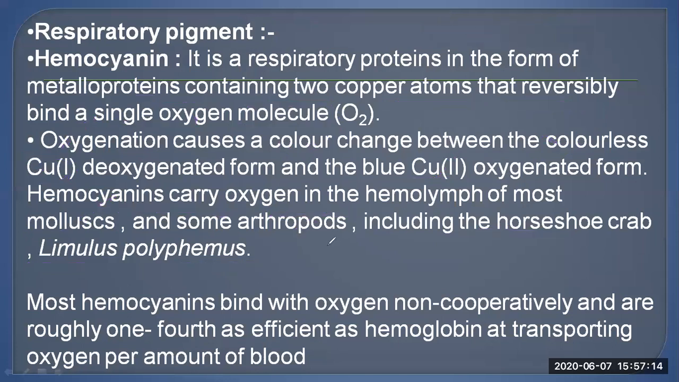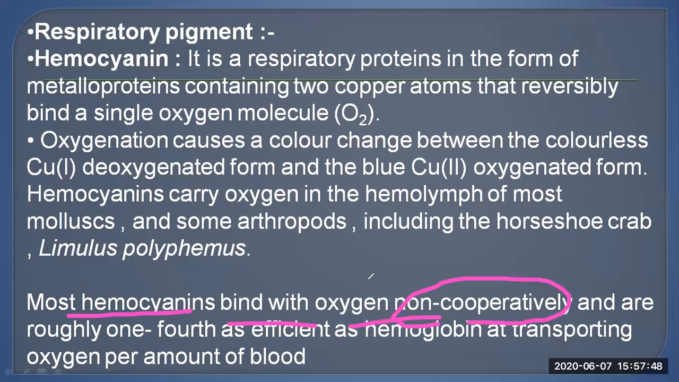Now most hemocyanins bind with oxygen non-cooperatively. It means there is no cooperativity. In the case of hemoglobin, there is cooperative binding. What is cooperative binding? Hemoglobin has a quaternary structure of protein, and it behaves like an enzyme. When oxygen molecules bind with the active site, the binding affinity also increases. This is called cooperativity.